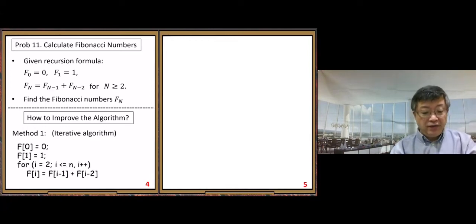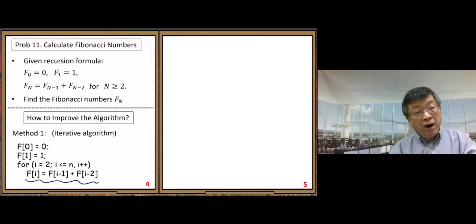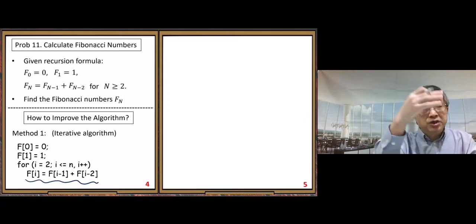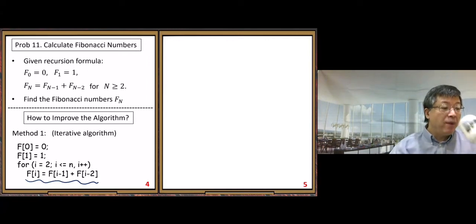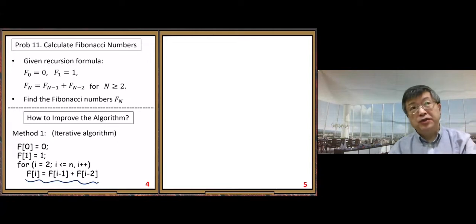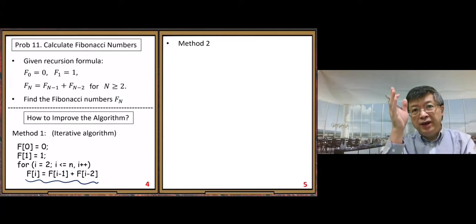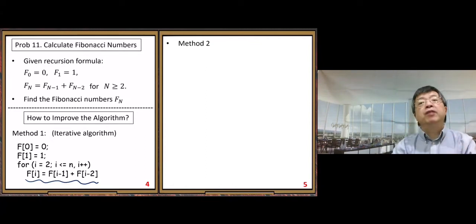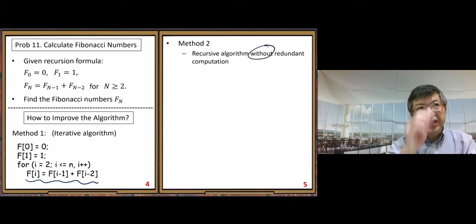Here in this iterative method, you can see this recursion part contains too much redundant calculation. So that part we need to improve. So our method 2, we take these steps for the improvement: the recursive algorithm without redundancy. That's the main thing we want to do.